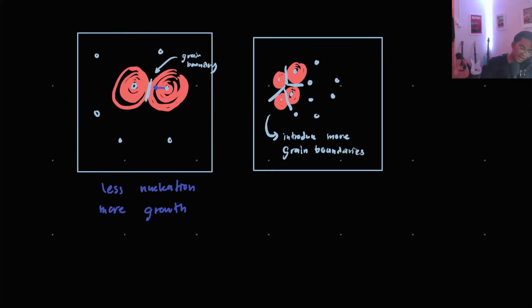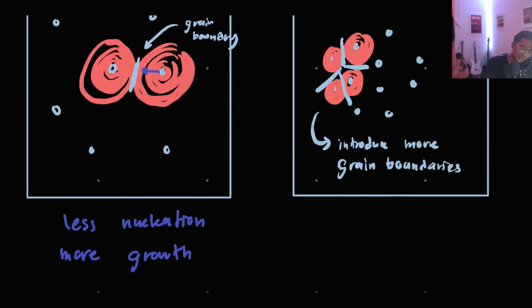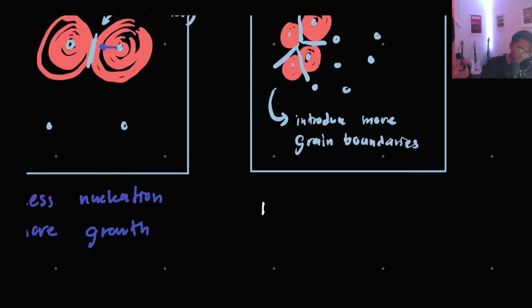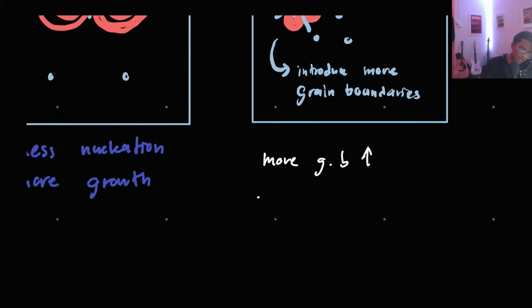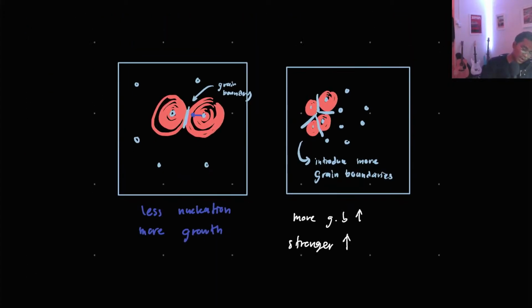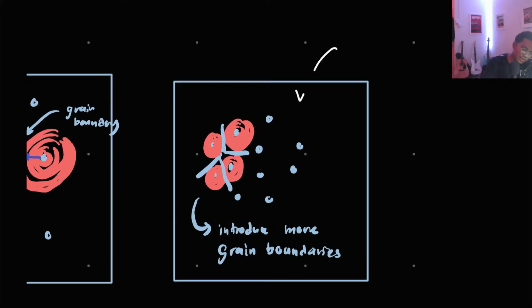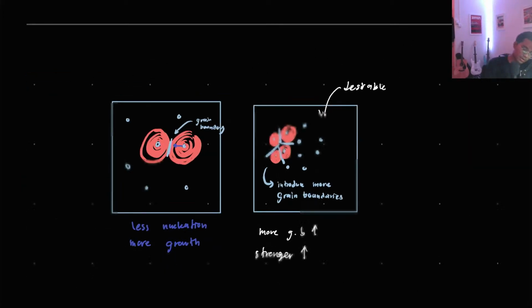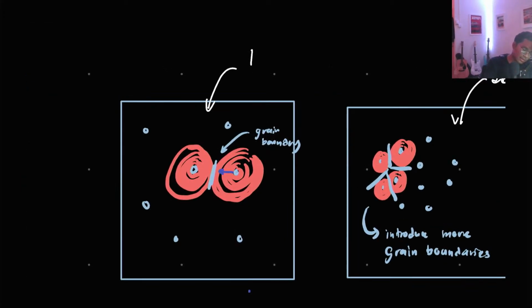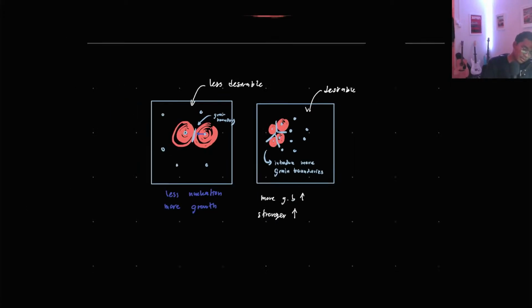Remember I said if you have more grain boundaries, the material would be stronger. So we want to have this type of transformation. This is the desirable transformation. Desirable. Okay, this is less desirable. Okay, so far so good.